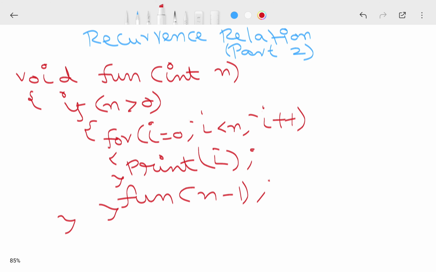So welcome to my next video. In this video we will see one more example for the recurrence relation. So just look at this function.